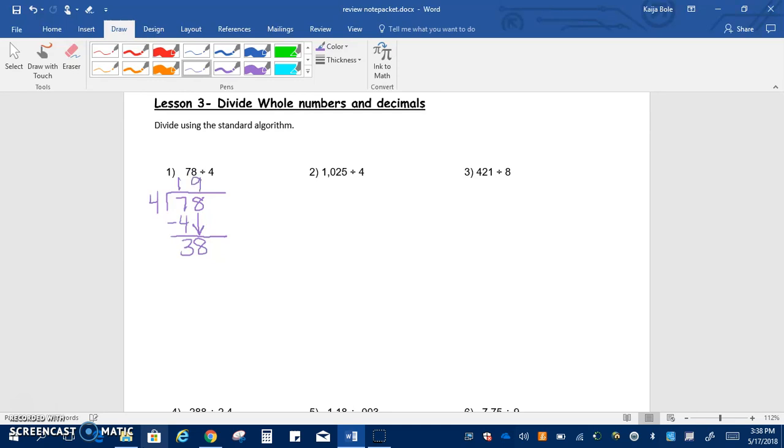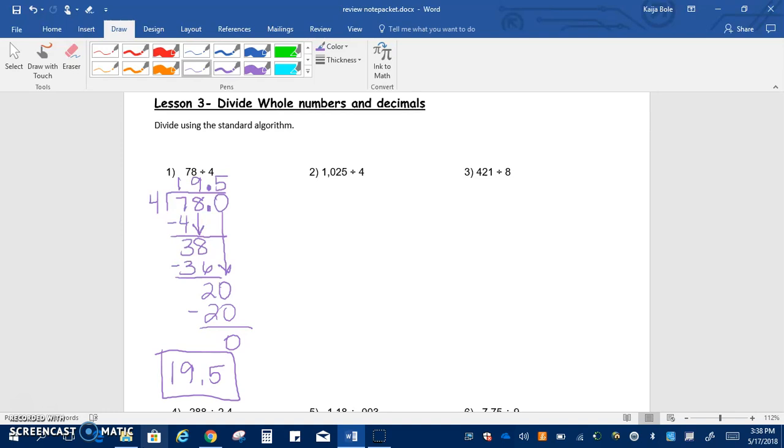9 groups of 4 go into 38. 9 times 4 is 36, which is what we subtract. So we're left with 2. And now, because I have a number left over, I need to put a decimal in at the end and bring it up and add a 0, and then I can bring that down. So how many groups of 4 go into 20? That would be 5. I subtract 20, and I'm left with 0. So I'm all done. So my final answer is 19.5.